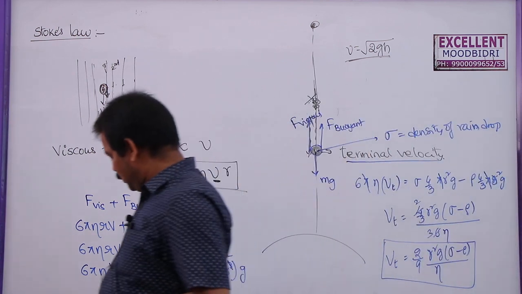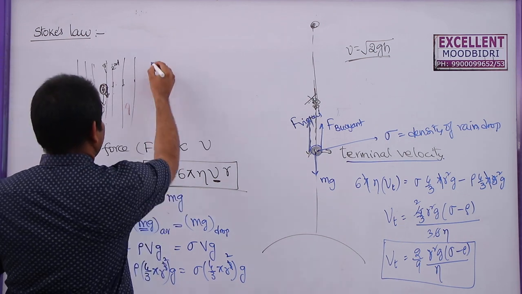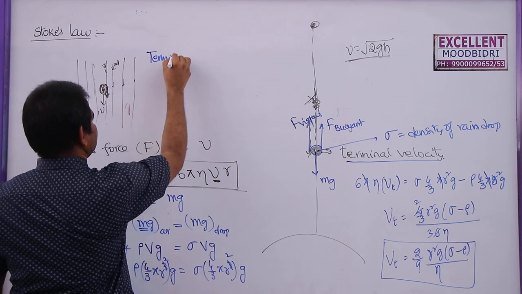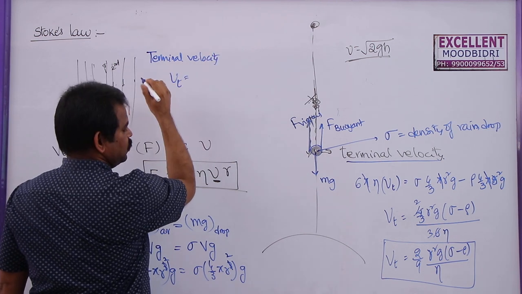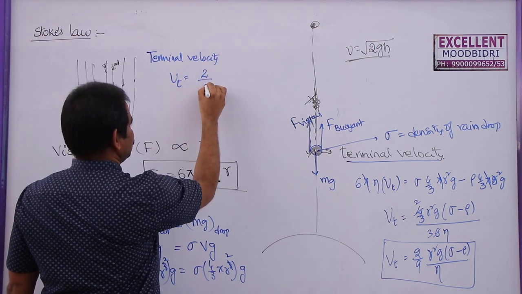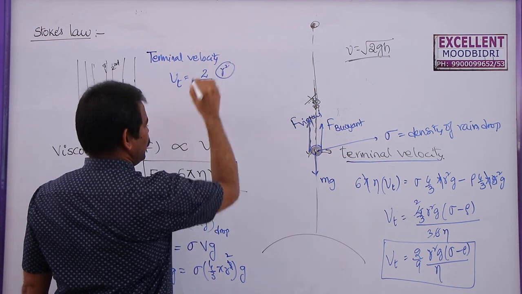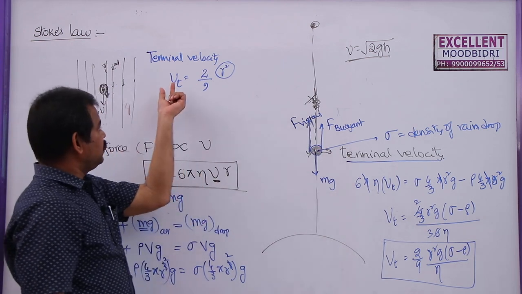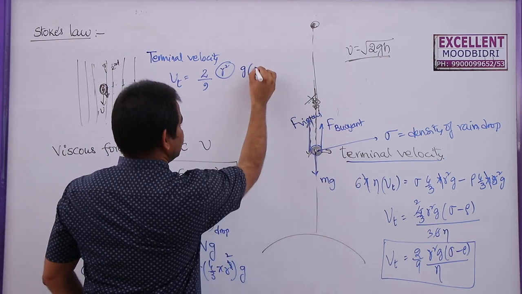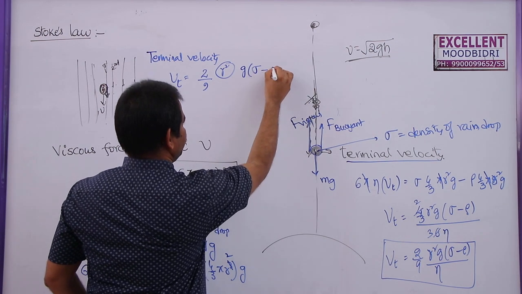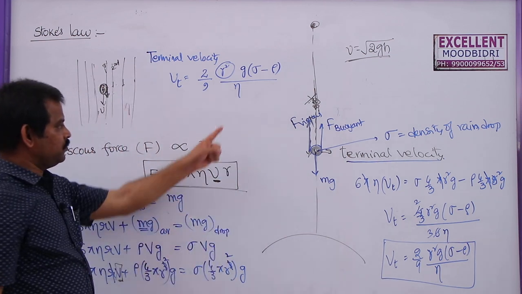Now this terminal velocity depends on dash. You can see this equation. The terminal velocity is given by Vt is equal to 2 by 9, 2 is a constant, 9 is a constant, r square is a variable. Whenever the radius of the raindrop increases, terminal velocity will increase. G is constant, sigma is the density of the raindrop and rho is the density of air, by eta, the coefficient of viscosity of air.